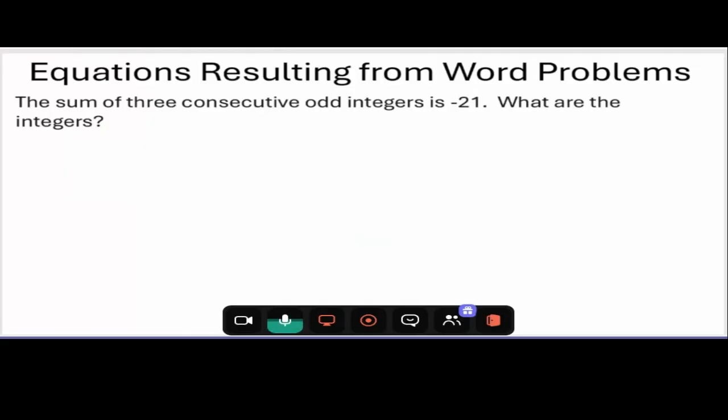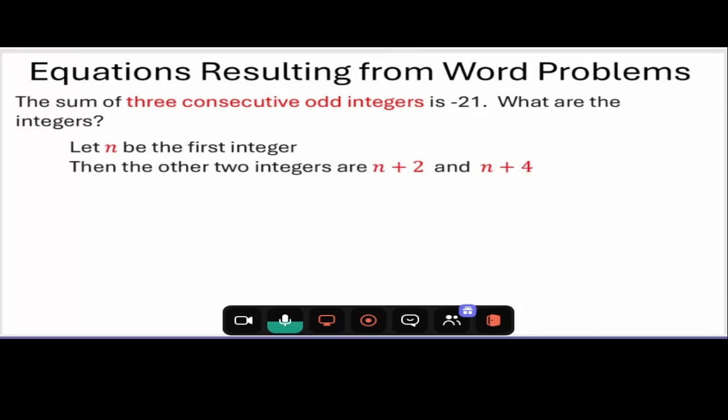The sum of three consecutive odd integers is negative 21. Okay, three consecutive odd integers. Well, okay, let n be the first one, but if we have odd integers, how far apart are odd integers? Consecutive integers are 1 apart. Odd numbers, 3, 5, 7, 9, 11, 13, they're all 2 apart. So that means the other two, instead of being n plus 1 and n plus 2, are actually going to be n plus 2 and n plus 4.